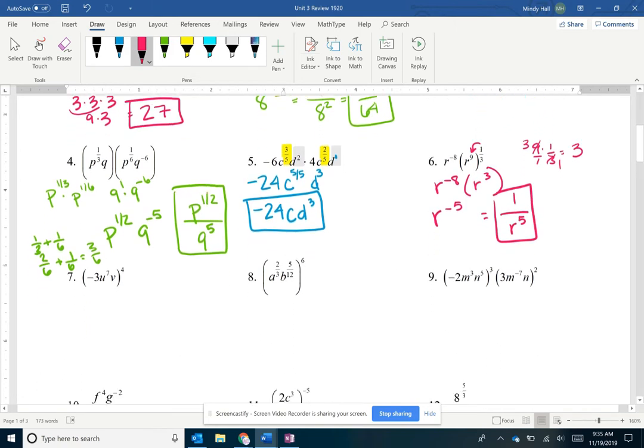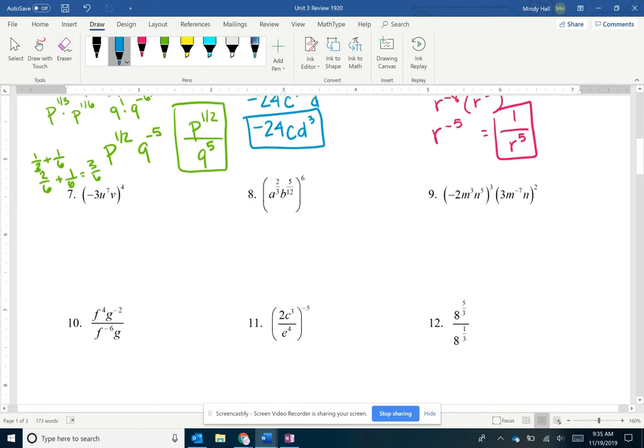Okay. For number 7, we have this 4th power out here. And so we're going to have to distribute that to everything. So it goes to the 3. So I will just write it as negative 3 to the 4th. Then we have 7 and 4, so we are multiplying. So 7 times 4 is 28. And then v is to the first power, and 1 times 4 is 4.